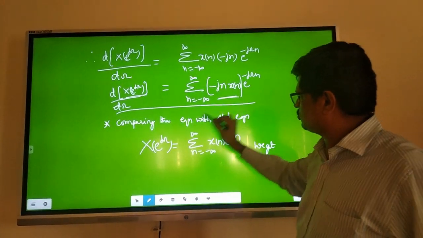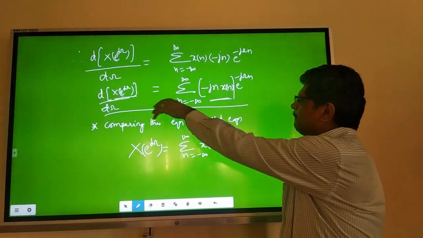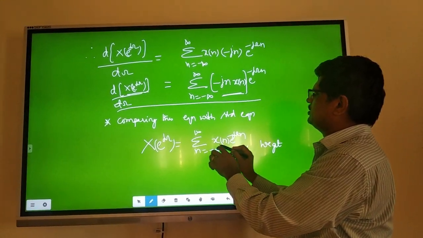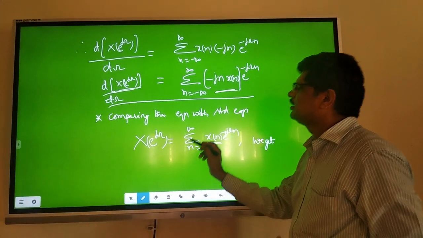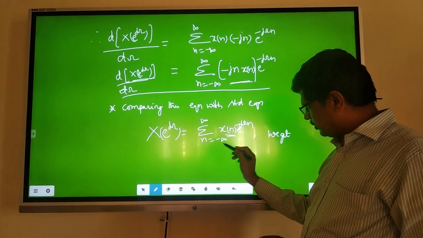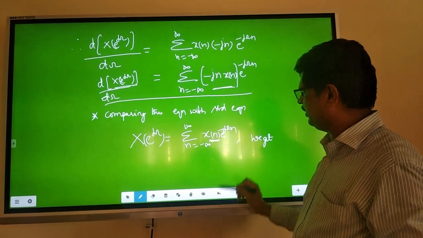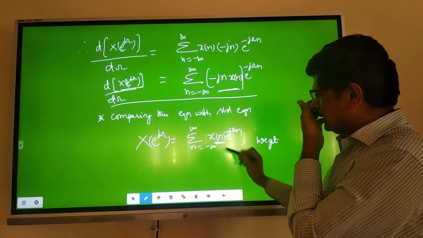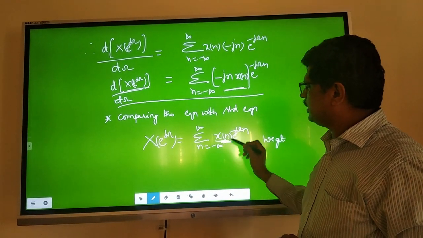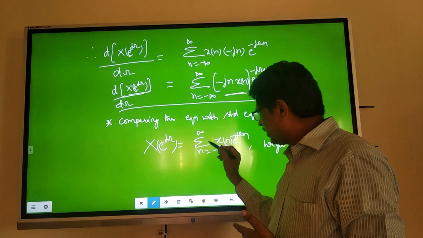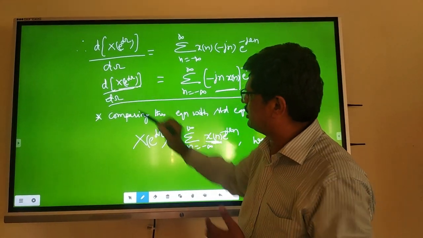Now compare these equations with the standard equations of x of n, x of e power j omega. What will happen? The standard equation of the frequency domain representation of x of n is written as x of e power j omega, frequency domain, is equal to summation n is equal to minus infinity to plus infinity x of n, any time domain sequence, into e power minus j omega n. This is the same as this. In place of x of n, I am having minus j n x of n. The frequency domain representation of this is this.